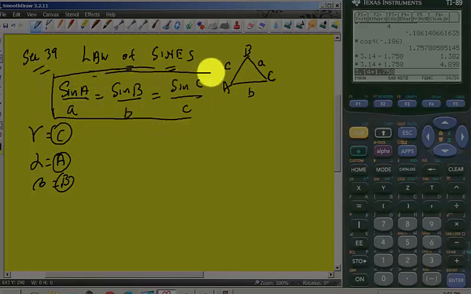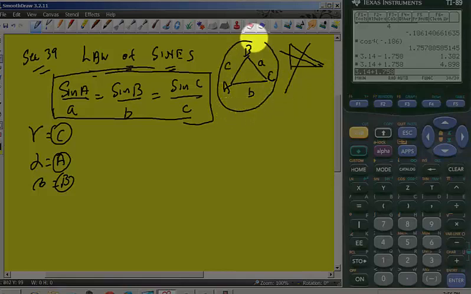This is known as the law of sines. This works for all triangles, okay? But so far we've only been dealing with right triangles. Not all triangles are right triangles, so we have to come up with a different way to solve for non-right triangles. This is the law of sines.